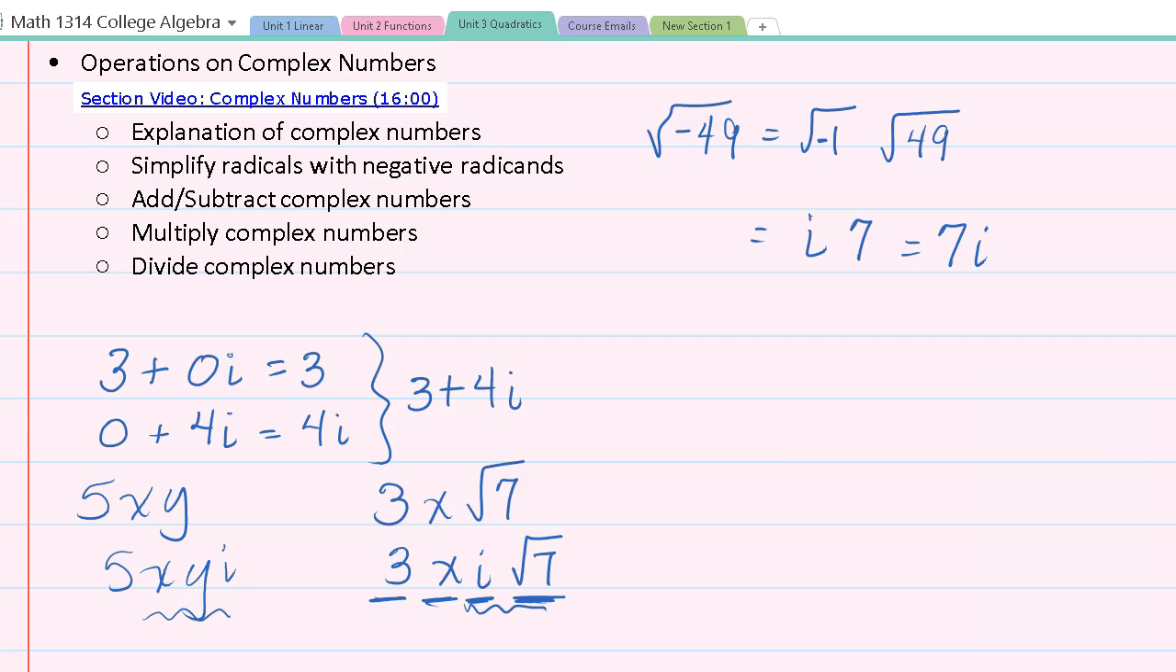To add and subtract complex numbers, think of like terms. You can only add and subtract real numbers with other real numbers, and you can only add and subtract imaginary numbers with other imaginary numbers.